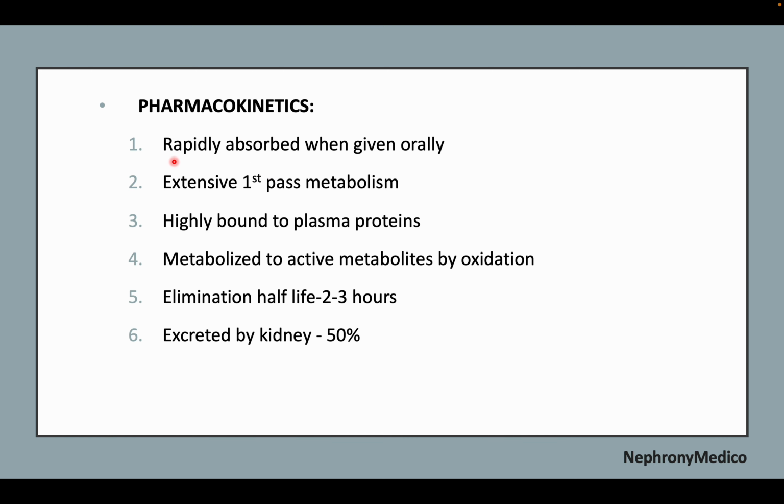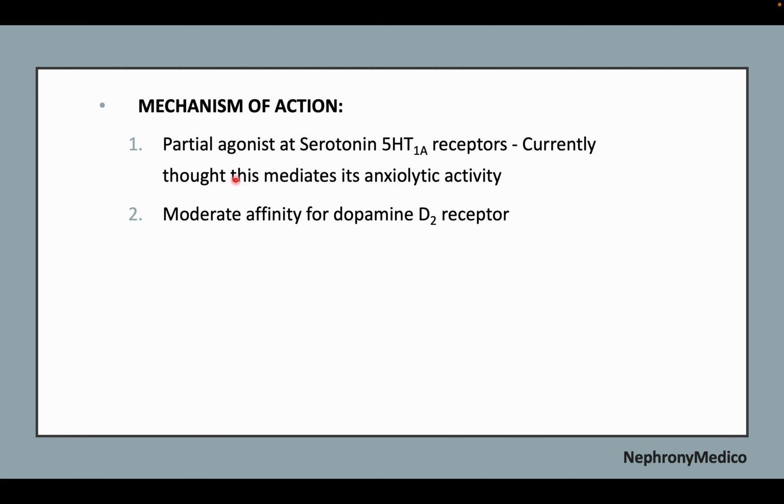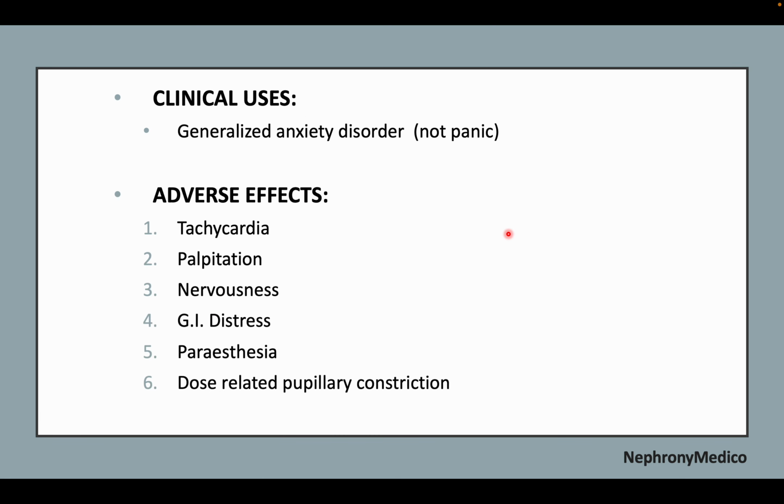Pharmacokinetics includes: rapidly absorbed when given orally, extensive first-pass metabolism, highly bound to plasma protein, metabolized to active metabolites by oxidation, elimination half-life is 2 to 3 hours, and excreted by the kidney. Mechanism of action: partial agonist of serotonin 5-HT1A receptors, and it is currently thought this mediates its anxiolytic activity. Moderate affinity for dopamine D2 receptor.